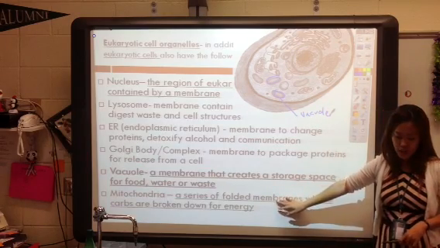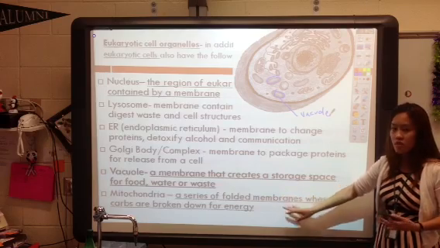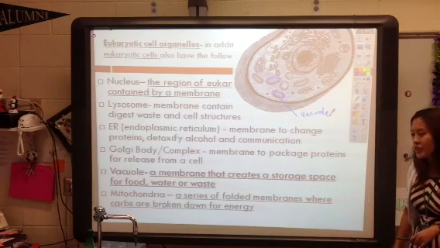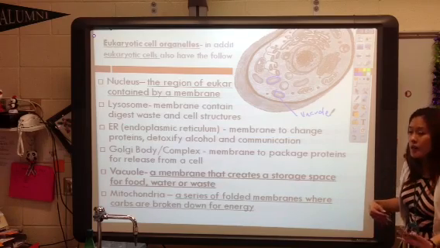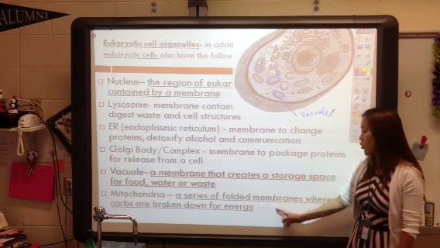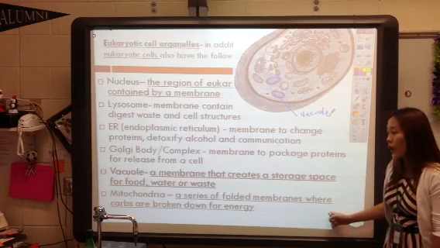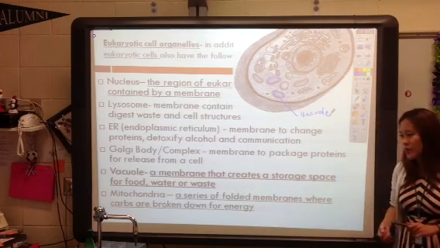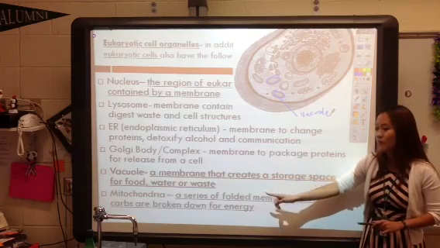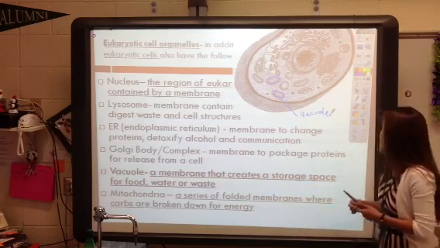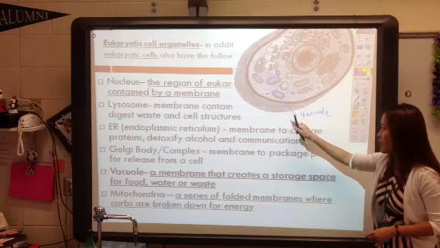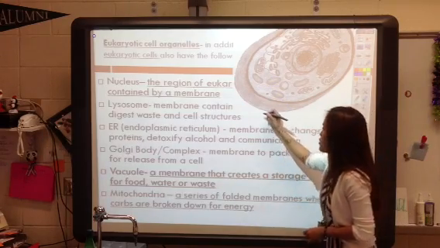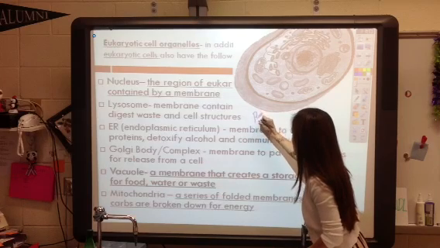Then the last structure that we have on this page, the sixth structure that all eukaryotic cells have, is the mitochondria. The mitochondria, sometimes known as mitochondrion, is a series of folded membranes where carbs are broken down for energy. Hopefully that sounds familiar to you. Carbs are broken down for energy. This process, if you'll remember, I'm going to write it up top so you can see it a little better. For the mitochondria, I would include that this is where respiration occurs.